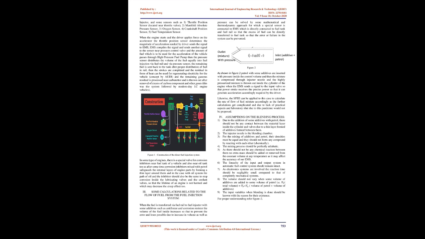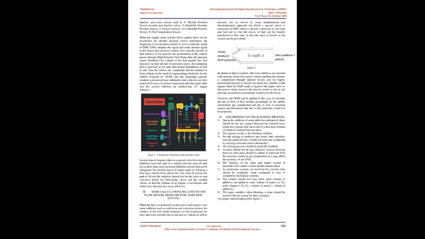3. Some calculations related to the flow of fuel from the fuel injection system. When the fuel is transferred via the fuel rail to the fuel injector with some additives such as antifreeze and corrosion resistor, the volume of the fuel inside increases. To prevent the error and losses possible due to the increase in volume as well as pressure, this can be solved by some mathematical and thermodynamic approach, for which a special sensor is connected to the EMS, which is directly connected to the fuel tank and fuel rail, so that the excess fuel can be directly transferred to the fuel tank and the error or failure in the system can be prevented.